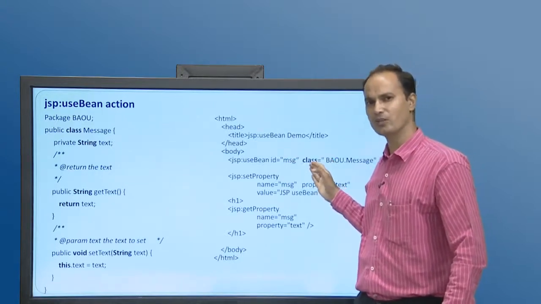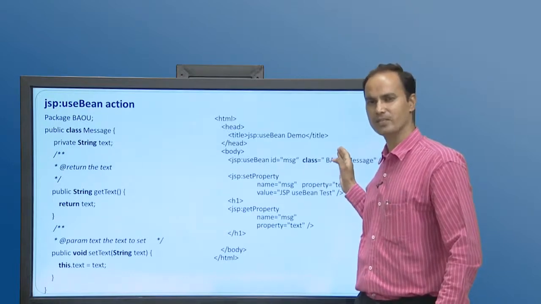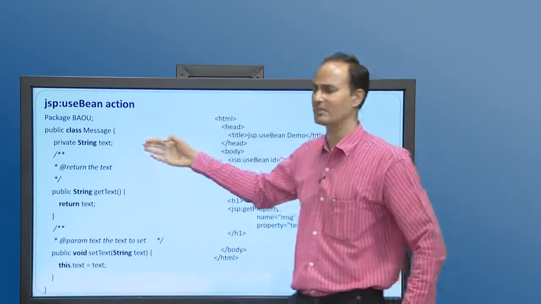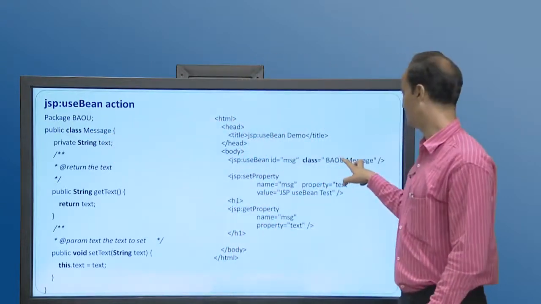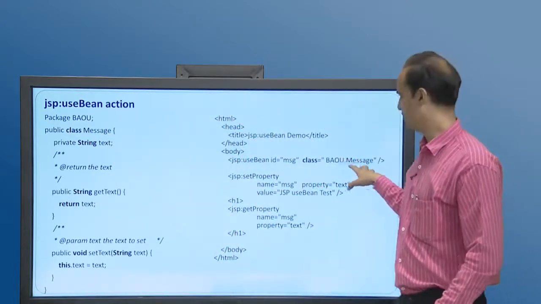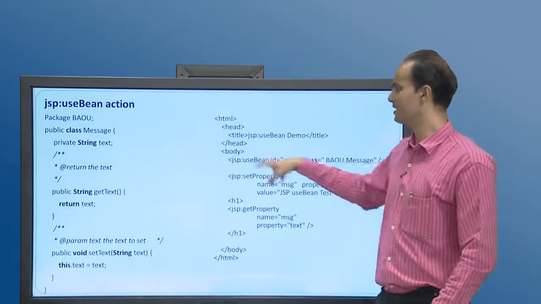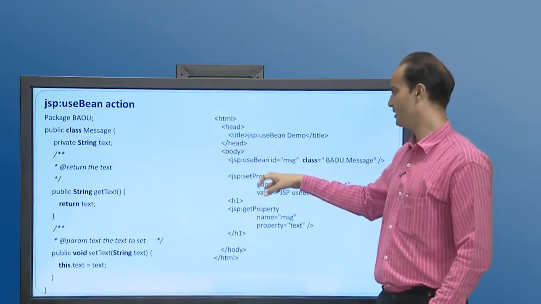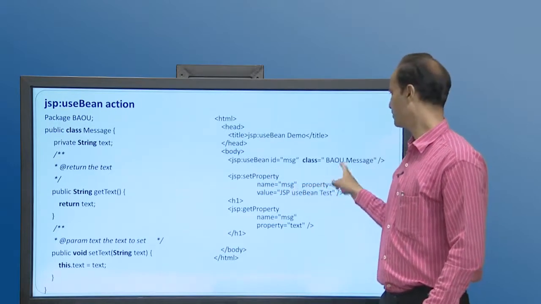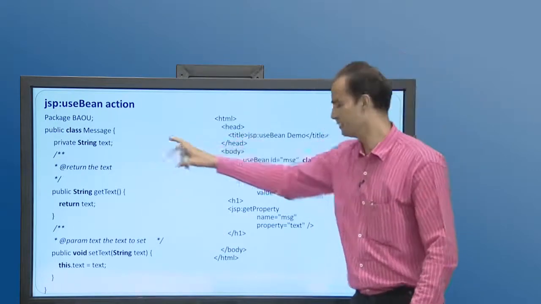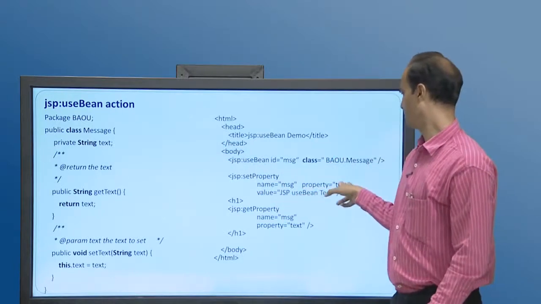Okay. So, where is your bean? Provide the path of that bean. Right now our bean is contained in the BAOU package and its name is Message, so we provide it like this, BAOU.Message. Once it is defined, you can set it. jsp:setProperty name equals msg, property equals text, because it has a text property, and the value of that particular text.